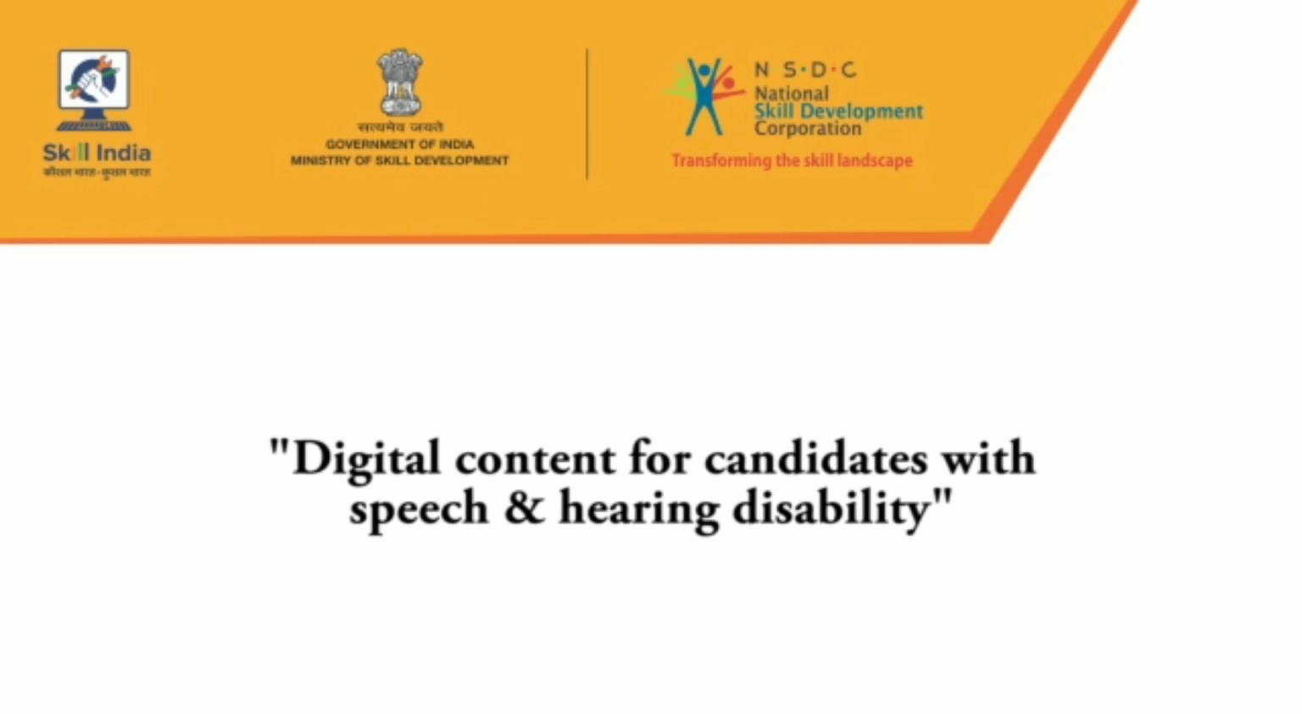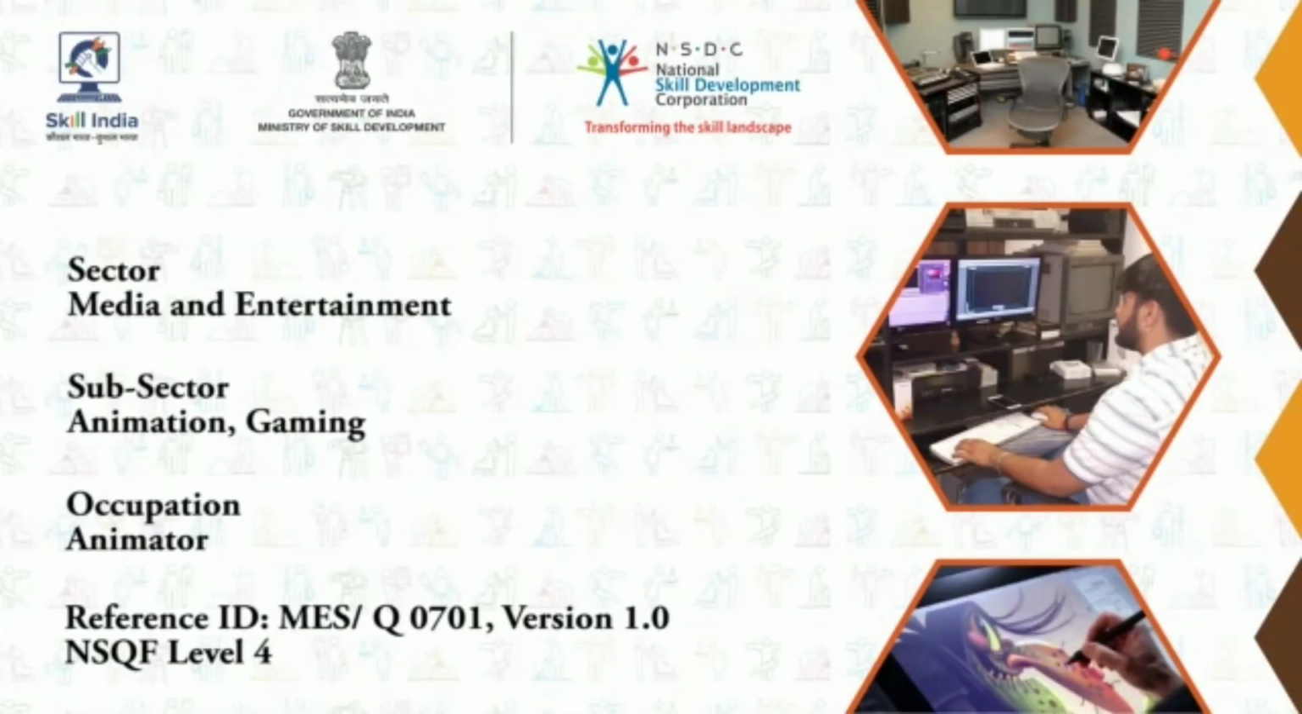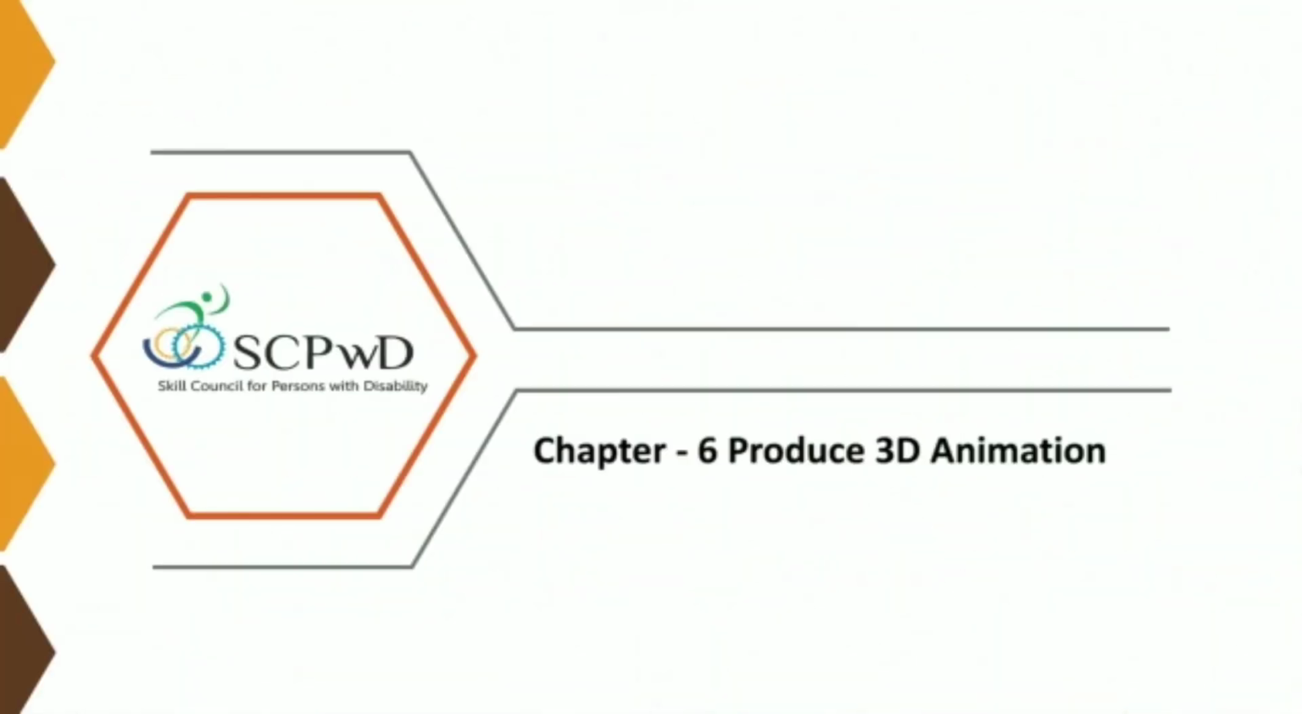Digital content for candidates with speech and hearing disability. Sector: Media and Entertainment. Subsector: Animation, Gaming. Occupation: Animator. Reference ID: MES/Q0701. Version 1.0. NSQF Level 4. Chapter 6: Produce 3D Animation. Unit 6.3: Viewing the Maya 3D Scene.